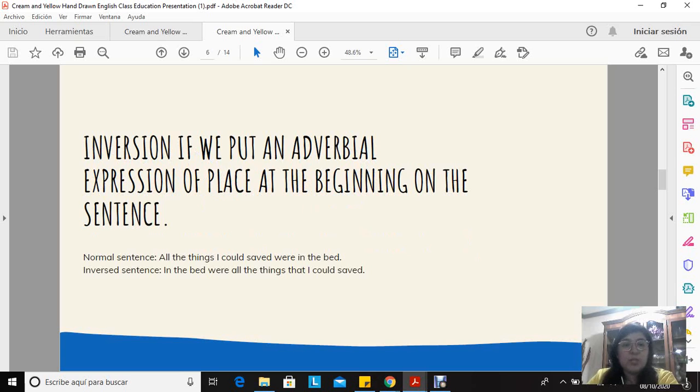In inversion we can also put an adverbial expression of place at the beginning of the sentence. For example, a normal sentence like "All the things I could save were in the bed," as an inverse sentence will be "In the bed were all the things that I could save."